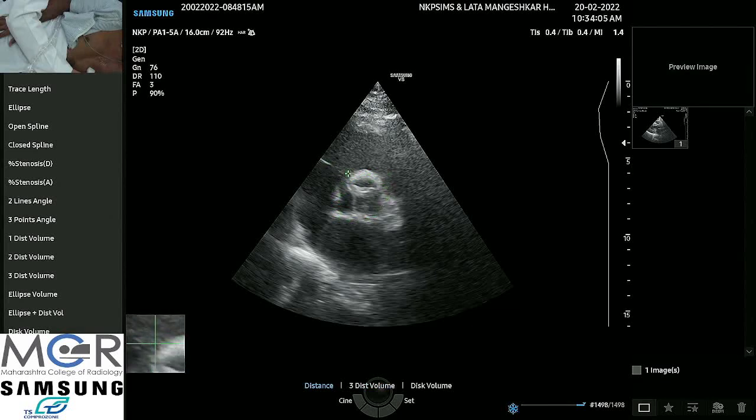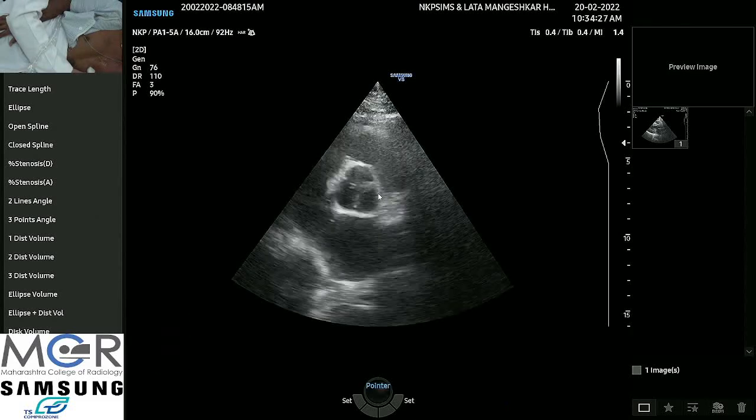This comma-like structure is the tricuspid valve, and there are three leaflets. This is right coronary, left coronary here, and non-coronary here. Close to the non-coronary cusp is the interatrial septum, the faint line you can see over here, and above this right coronary you will find RVOT, right ventricular outflow tract.